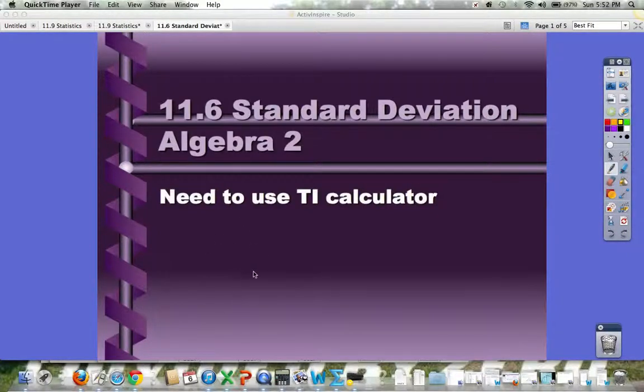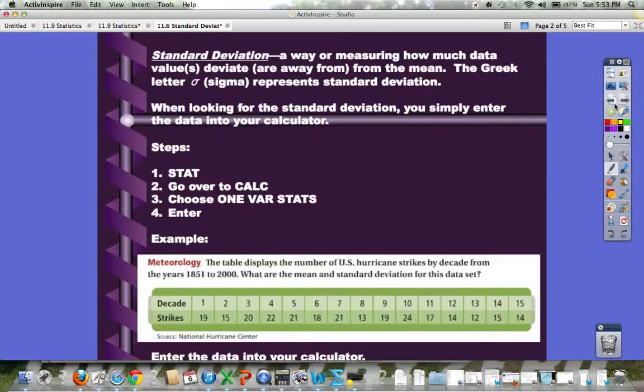11.6 standard deviation. This will be using our TI calculator, so get one so you'll be ready to roll. All right, let's talk about this. Now, you talked about standard deviation in Algebra 1. Let's review what that is exactly.